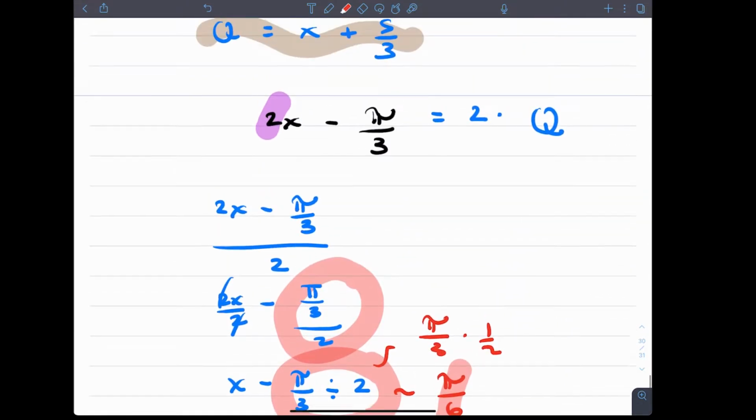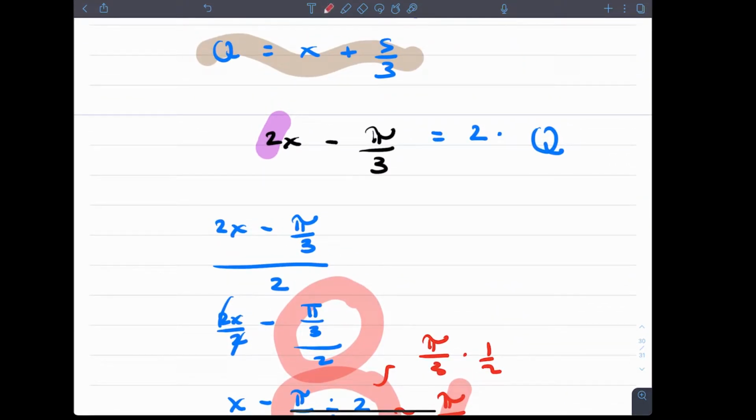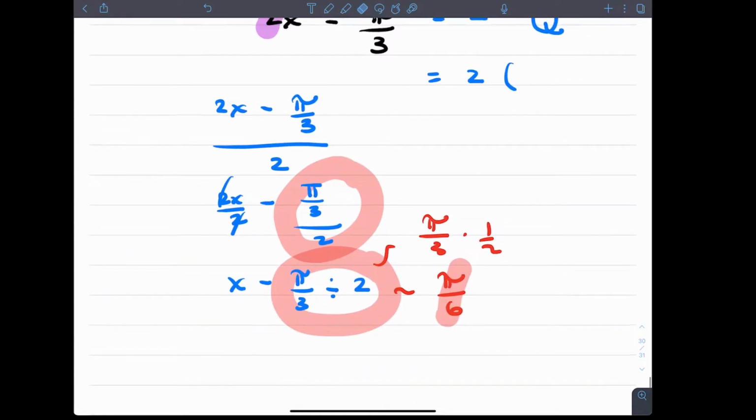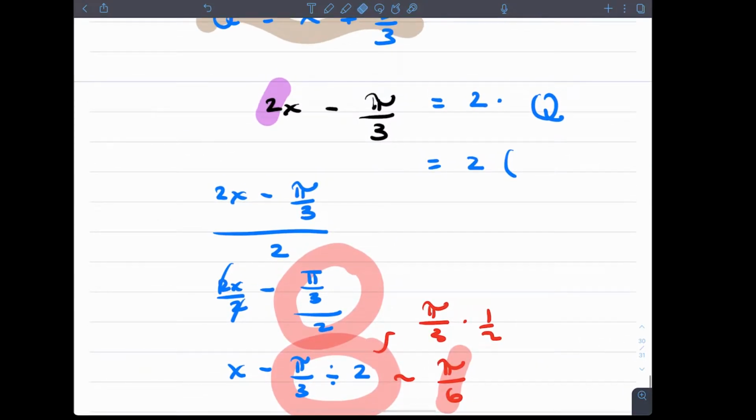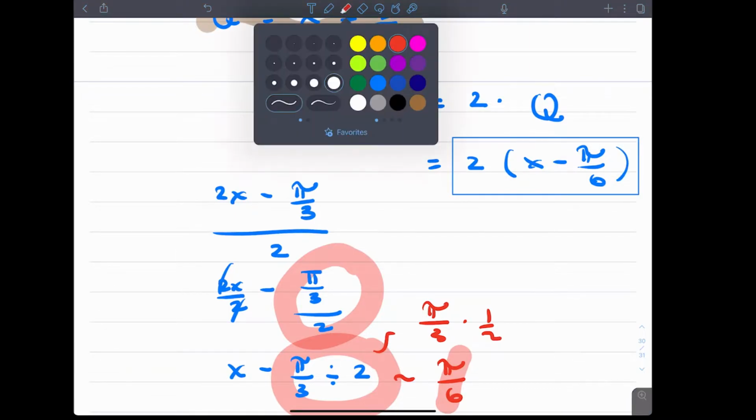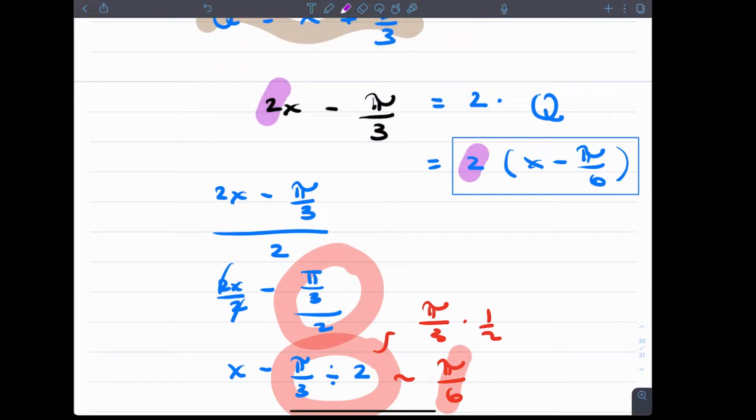So you have the following. The quotient, ladies and gentlemen, you factored out the 2. You have now, it's not x, it's what here? Is it x? Yeah, it is x, sorry. You have x now minus pi over 6, ladies and gentlemen. So we can always factor out the leading coefficient. Okay, you guys with me on that?